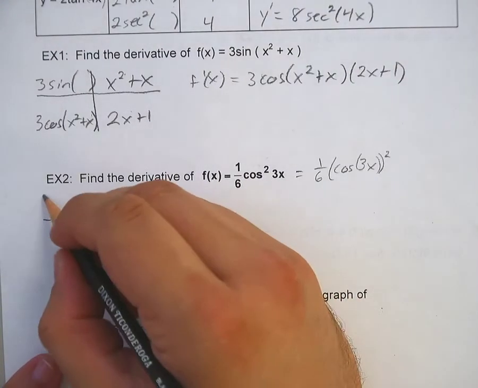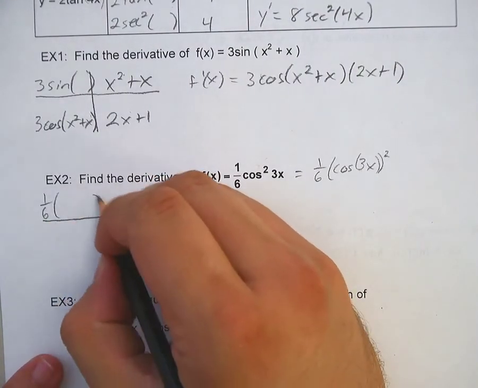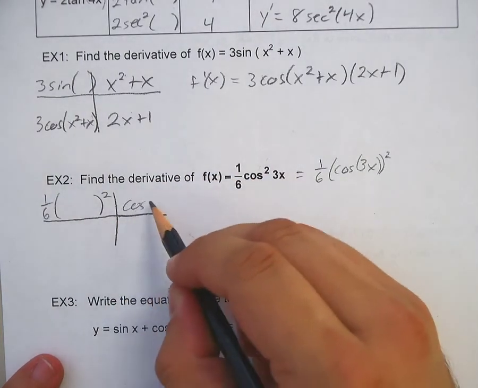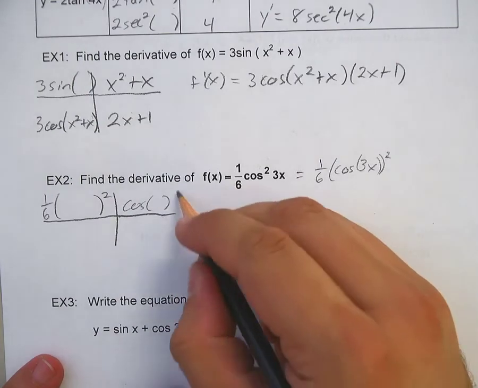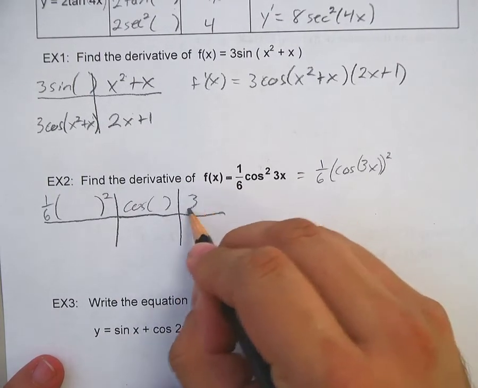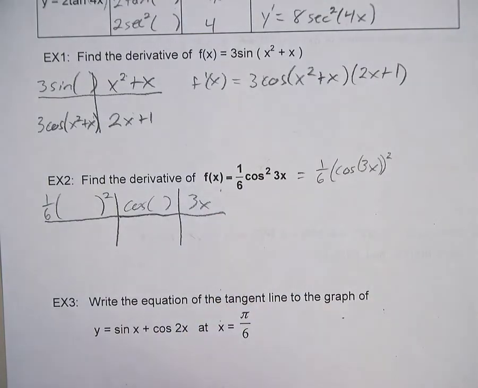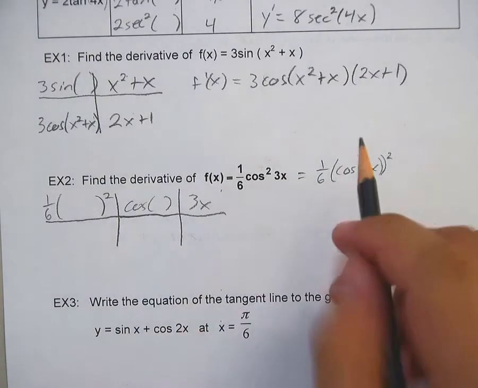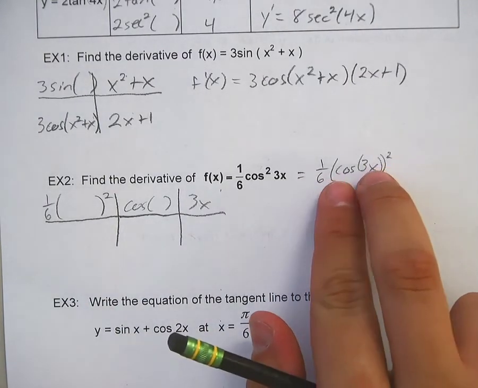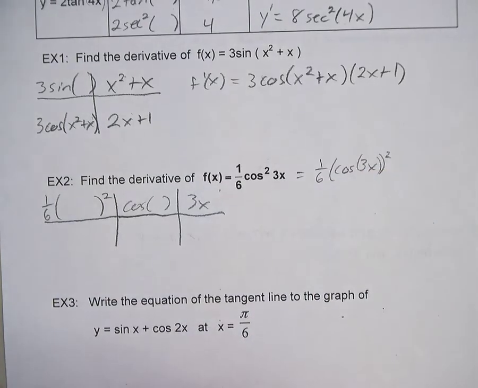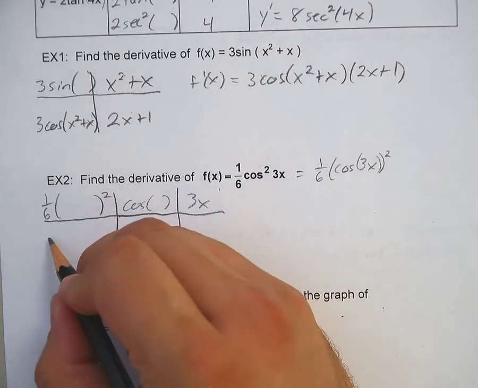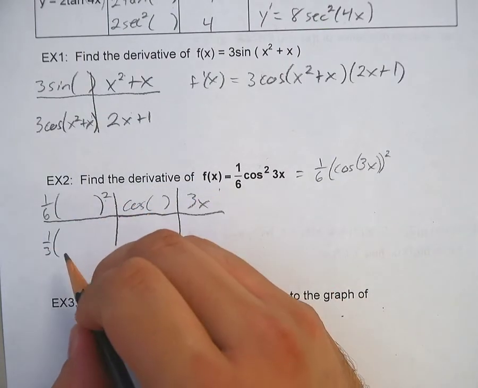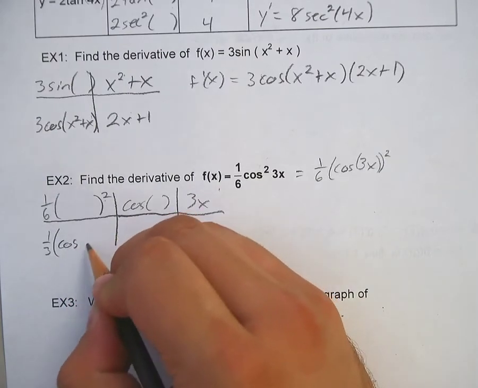So the outside is going to be 1 over 6 parentheses squared. The next level is cosine, parentheses rather. And the next level is the 3x. So this one's got candy coating, chocolate, and a peanut. Again, we start outside, move our way inside, move our way inside. And let's derive that. Bring down a 2. 2 times 1/6 is 1/3. Chocolate and the peanut stay the same. Cosine of 3x.